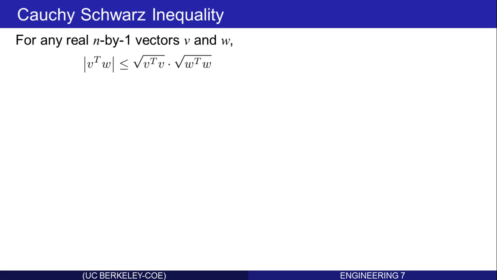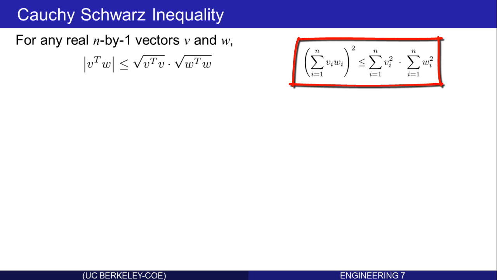These next few slides cover the Cauchy-Schwarz inequality. And what that inequality states is the following. Given any two real vectors, v and w, the absolute value of the inner product of v with w, in other words, the absolute value of v transpose w, is always less than or equal to v transpose v square root times w transpose w square root.